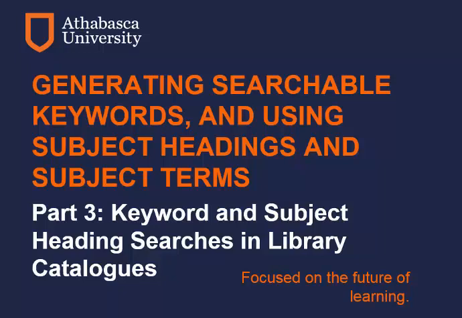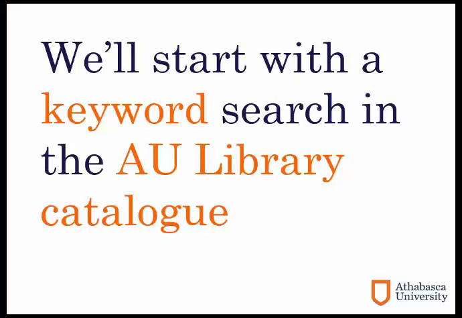Welcome to part 3 of this series of tutorials on generating searchable keywords and using subject headings and subject terms. Let's begin with a keyword search in the AU Library Catalog using some of the keywords we came up with in part 2. Remember, the Library Catalog only searches items in a library's own collection.